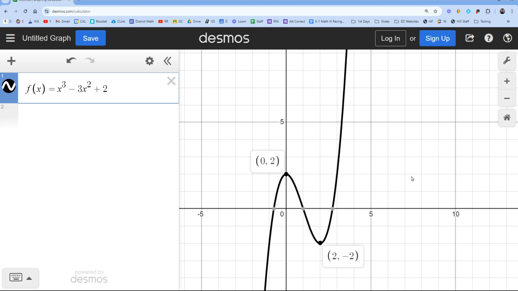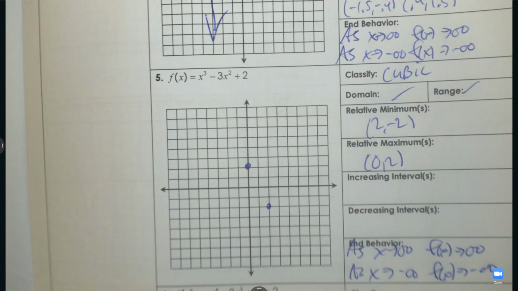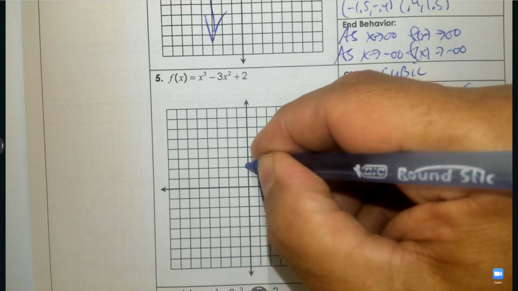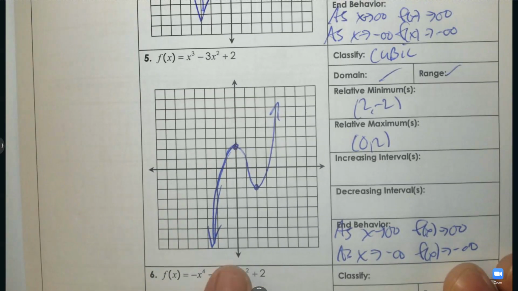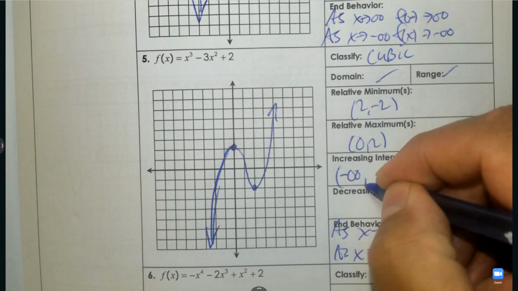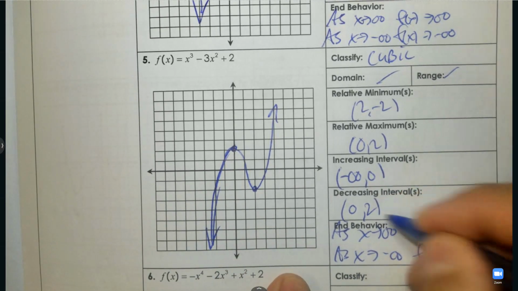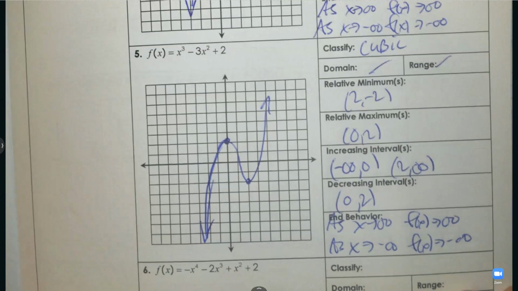And then intervals of increasing and decreasing. So connect this. The first part of the graph is increasing, so we start at negative infinity up to 0. Then the next part of the graph from 0 to 2 goes down, and then the last part of the graph, 2 to infinity, goes up.